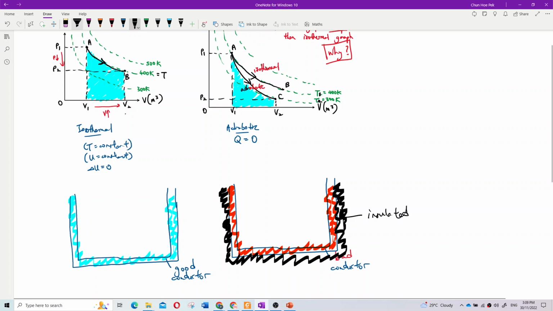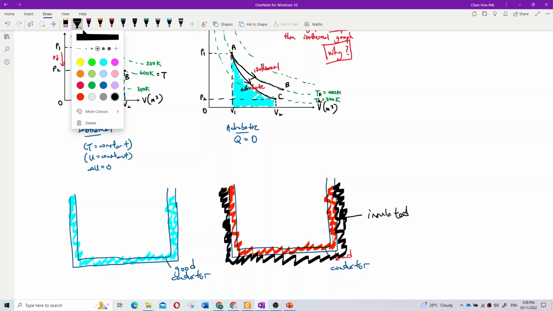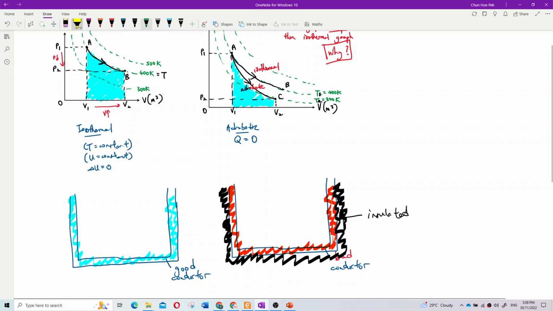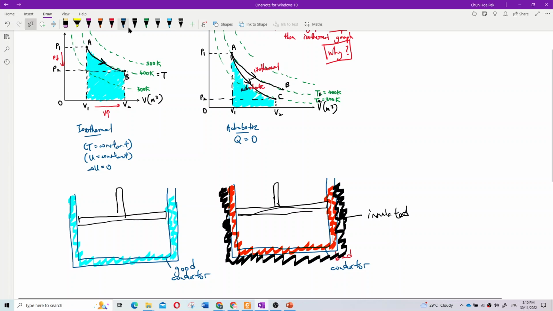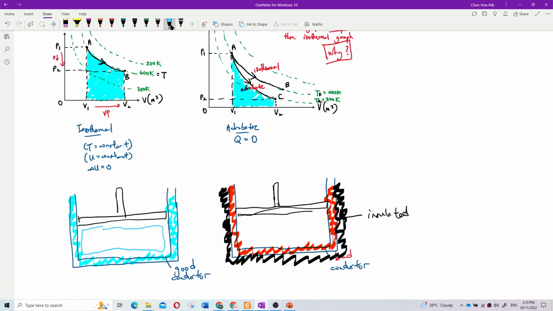So how am I going to draw it? Here there is a piston, and here also a piston. Inside, of course, there is a gas. You know that? Gas.